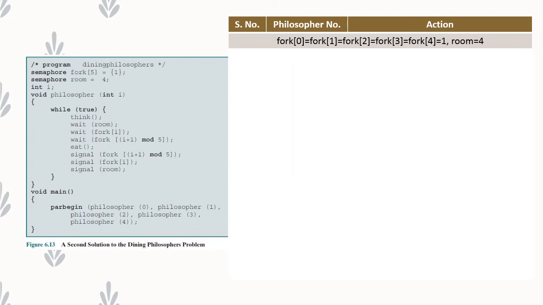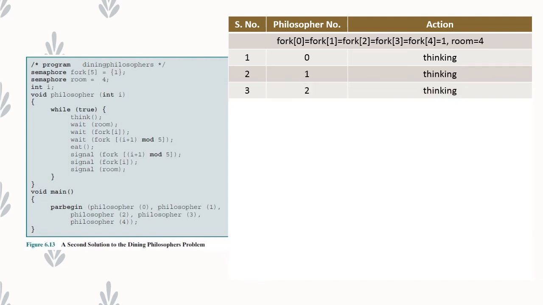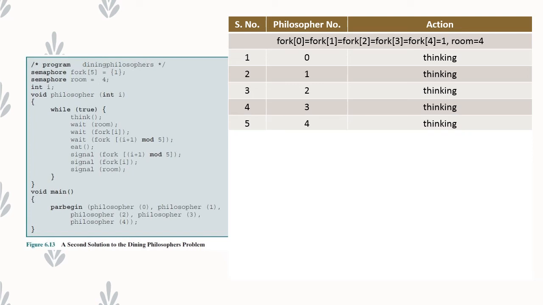We are now doing a parallel trace of the second solution. When we begin, all forks are 1 and the room semaphore is 4. Suppose that philosopher number 0 starts thinking. Then philosopher number 1 starts thinking. Then philosopher number 2 starts thinking. Then philosopher number 3 starts thinking. Then philosopher number 4 starts thinking. So now all our philosophers are thinking, standing or sitting outside the dining room.